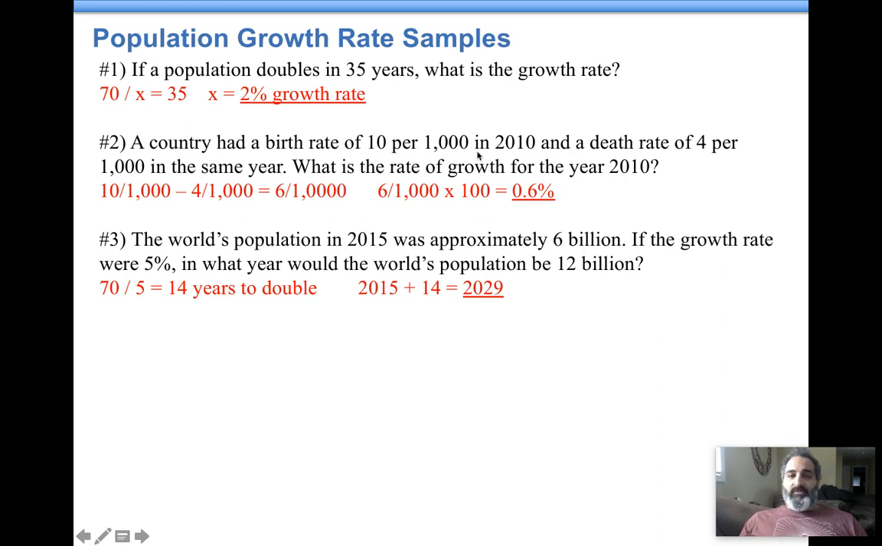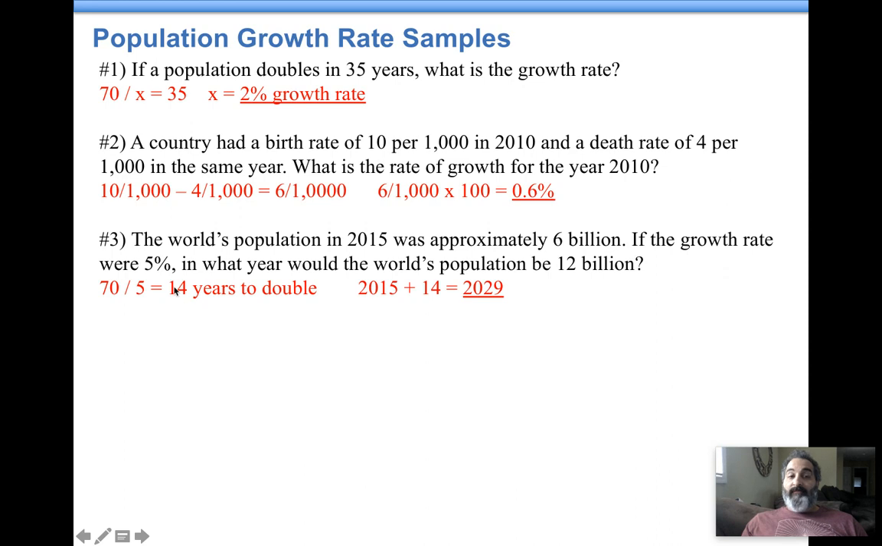But they kind of confuse people, so the ideal thing to do is to turn these into percentages. So here's how you do it. The country had a birth rate of 10 in 1,000, and a death rate, which means how many people are leaving the population. So you subtract 10 over 1,000 minus 4 over 1,000, and that gives you 6 over 1,000. To turn that into a percentage, you do 6 divided by 1,000 times 100, and that would give you a 0.6% growth rate.